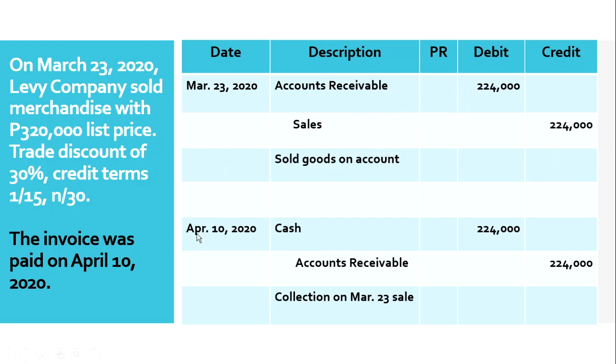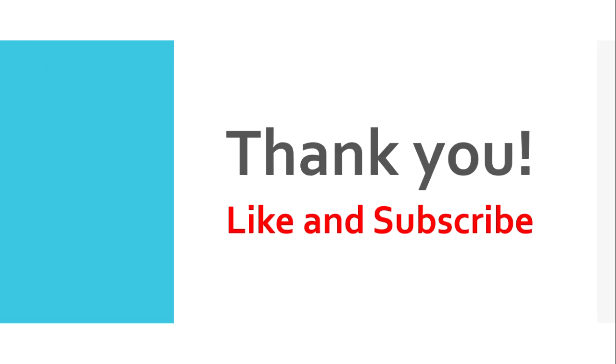Then pagdating ng April 10, 2020, we will have another transaction. But this time around, debit cash of 224,000 and credit accounts receivable of 224,000. Our explanation will be collection on March 23 sale. That's it. Tapos na. Hindi mo na i-reflect yung 1% kasi hindi naman siya naka-avail. So hanggang dito lang ang transaction. Yeah, so that would be all.